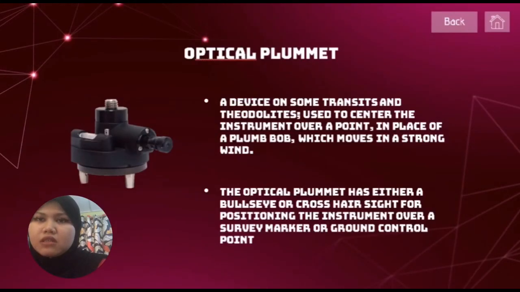Optical plummet is a component of a tribrach, which is used to attach a theodolite. So the optical plummet is a device on some transits and theodolites to center the instrument point in place of a plumb bob, which moves in a strong wind. And this optical plummet has either a bullseye or crosshair for positioning the instrument over a survey marker or ground control point. So to make it easier, the optical plummet is to focus on the object that you are currently surveying.